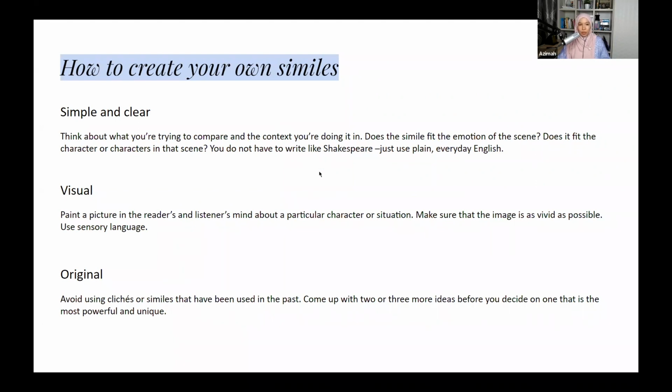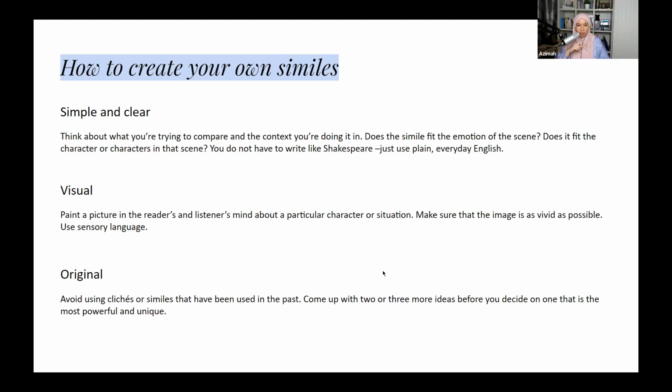Number two, visual. Make it vivid. So you have to paint a picture in the mind of your readers or your listeners. Make sure that the image is as vivid as possible, and you can use sensory language. You can imagine how it smells, how it tastes, how it feels, how it moves. Make people imagine that sensory language.